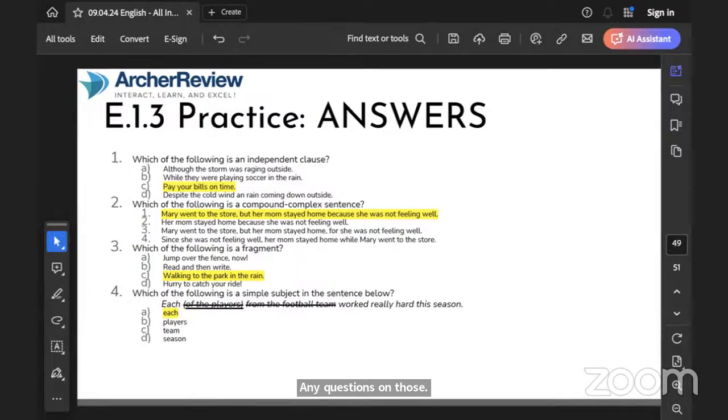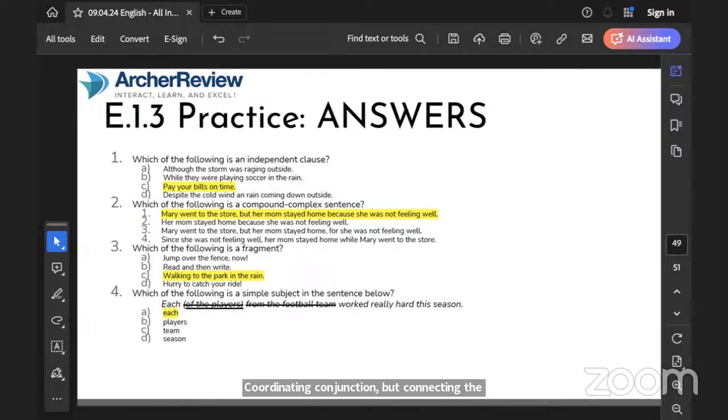Number 2, yes. So number 2, which is a compound complex sentence. I like to go through, I know it can be time consuming, but if you practice diagramming sentences, you can get pretty fast at it. Number 2, the A, or number 1: Mary went to the store, independent clause. Her mom stayed home, independent clause. There's a coordinating conjunction, but, connecting the two, so that makes the compound part.